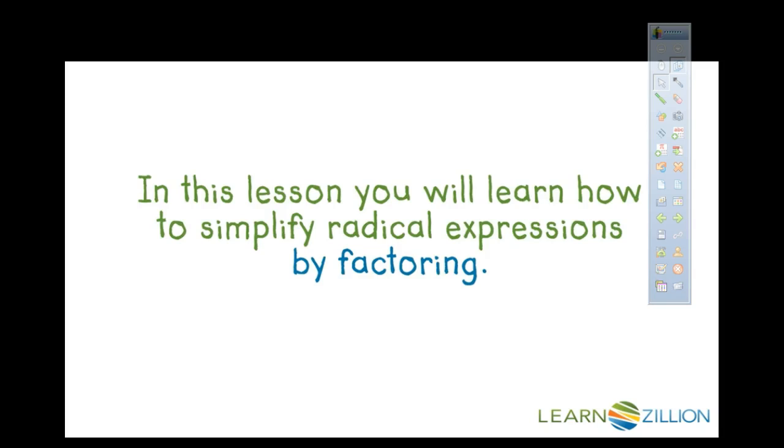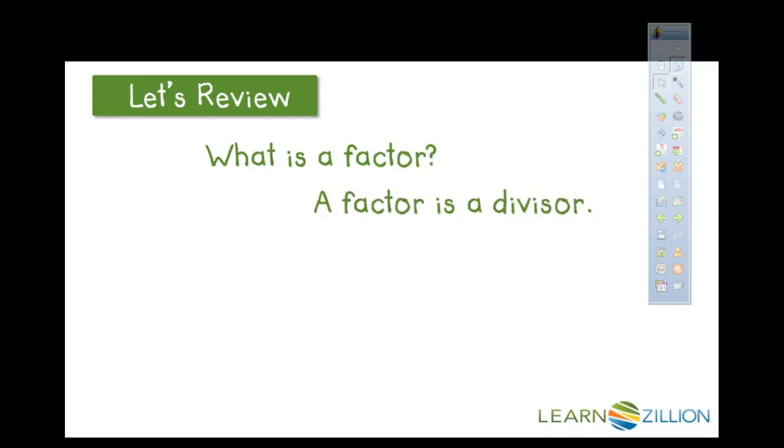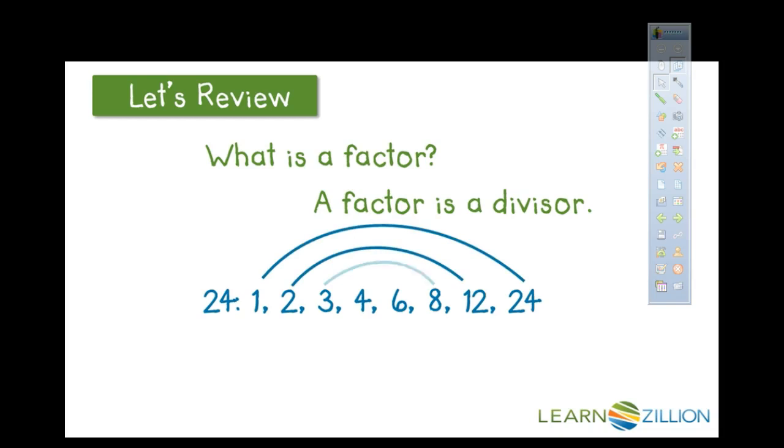In this lesson, you will learn how to simplify radical expressions by factoring. Let's review what a factor is. A factor is a divisor of another number. In other words, it can get multiplied into the original number without a remainder. For example, the number 24 has a lot of factors. All of these numbers can be divided into 24 in these pairs without a remainder.